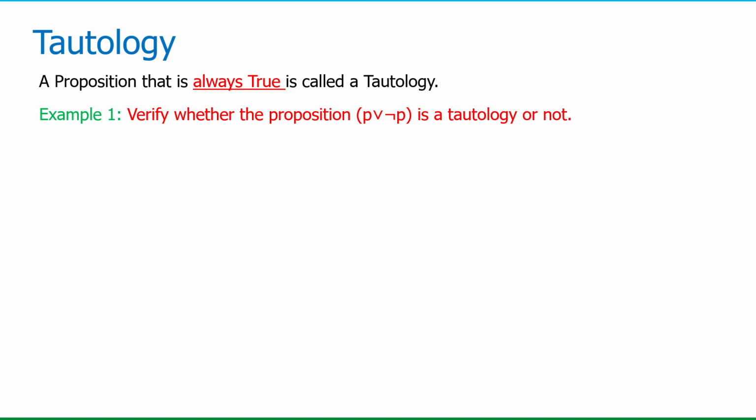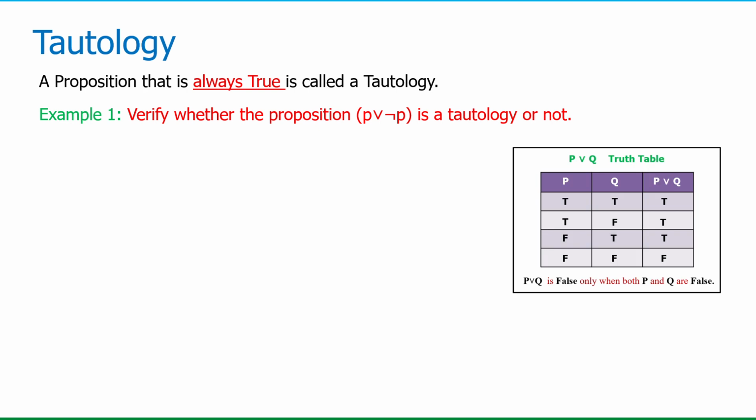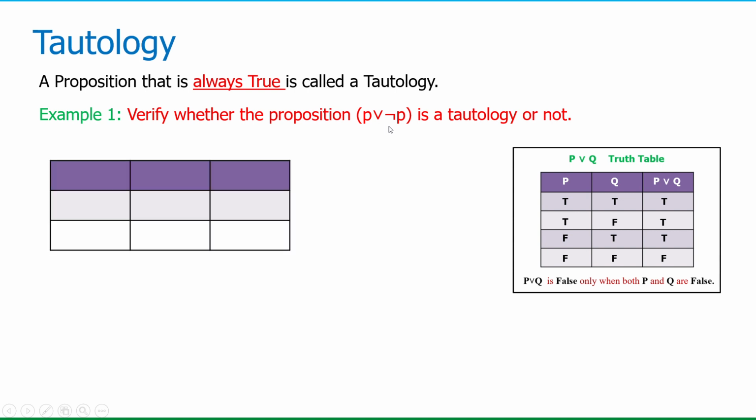To solve this problem, you need to remember the P disjunction Q truth table. You see, P disjunction Q is false only when both P and Q are false. In every other case, P disjunction Q is always true. Now let's look at the truth table of the given proposition: P, negation P, P disjunction negation P.